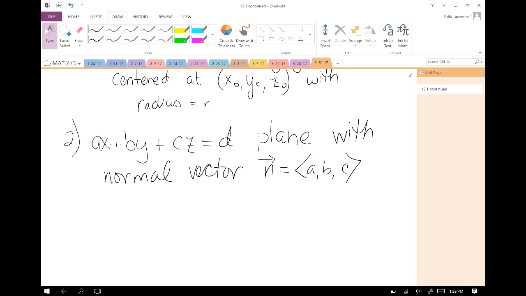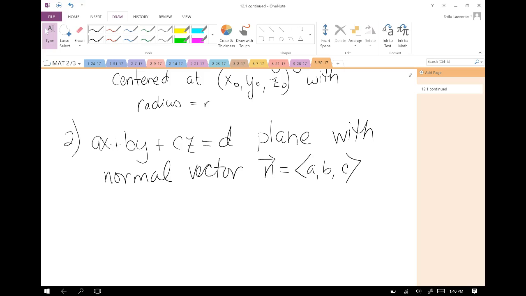So if I'm told that I have a surface in space, that means it involves x's, y's, and z's. But if one of the variables is missing, that means there's no restrictions on that variable. That means that whatever the object is that's being represented in the two variables, it's going to be repeated forever in the direction of the variable that's missing. And these are called cylinders.